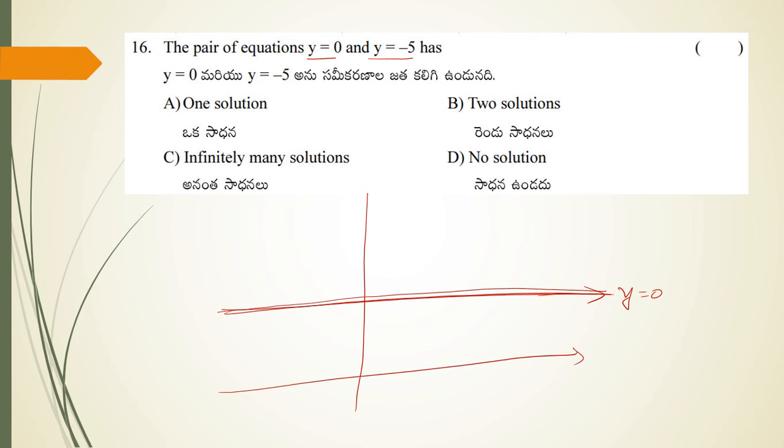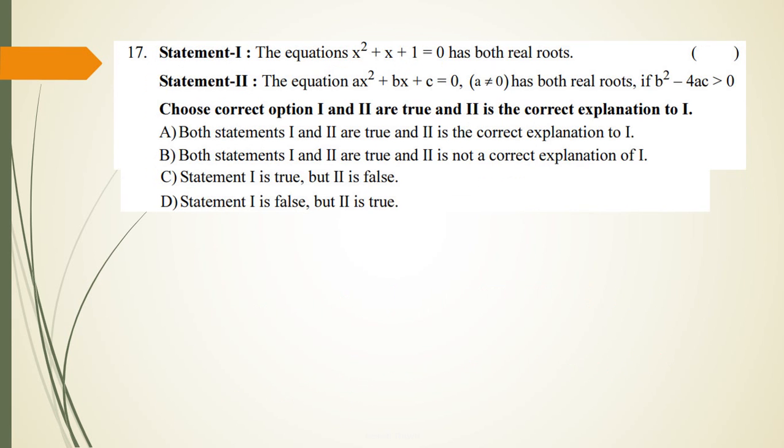Next, y is equal to minus 5. So y is equal to minus 5 means nothing but a line parallel to the x-axis and on the negative side of the y-axis. So y is equal to minus 5. So if you observe, these two lines are parallel to each other. If two lines are parallel, there won't be any solution, right? So this is nothing but the answer for this. Next moving on to question number 17.